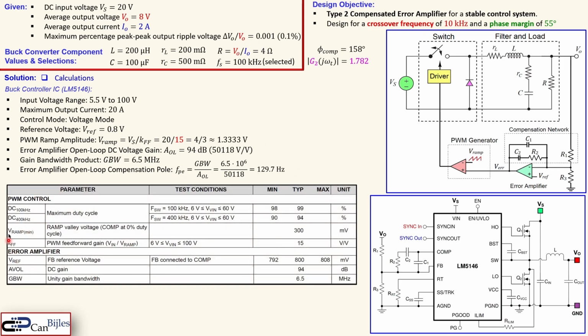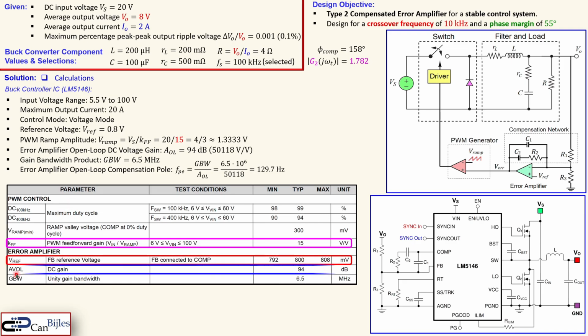And this is a small part of the table in the datasheet of this buck controller IC. You see again the gain of the PWM controller, the error amplifier reference voltage of 800 millivolts, also this DC gain of the error amplifier, and also the gain bandwidth product.